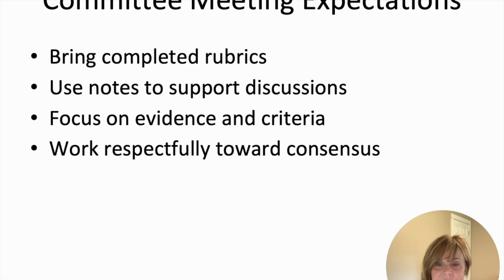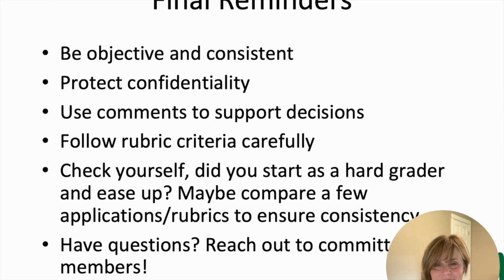We're focusing on evidence and criteria, not just a heartfelt story like, once upon a time my great aunt did this and this candidate did that, so I think they deserve this. That's all good, and it's important, but for the awards, we're looking at evidence and criteria. And of course, we want to work respectfully towards consensus. Final reminders: be objective, protect the confidentiality, and make sure you use your comments to support the decisions you made in the scores that you give. Follow the rubric criteria carefully and check yourself. Maybe compare a few applications and rubrics to ensure that you've been consistent in how you've been grading.